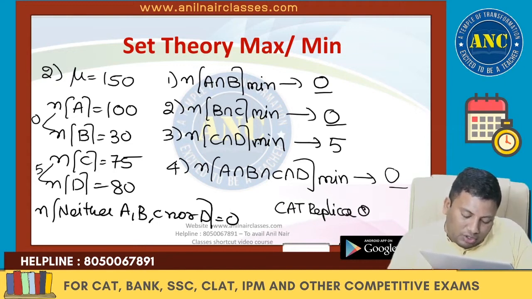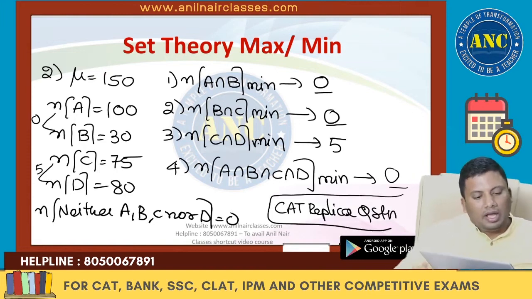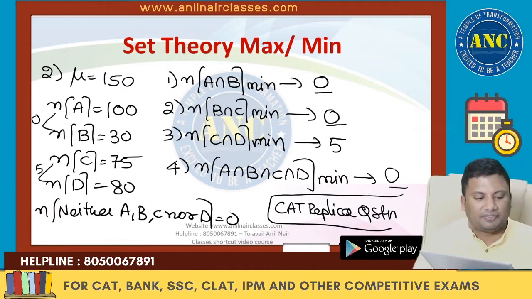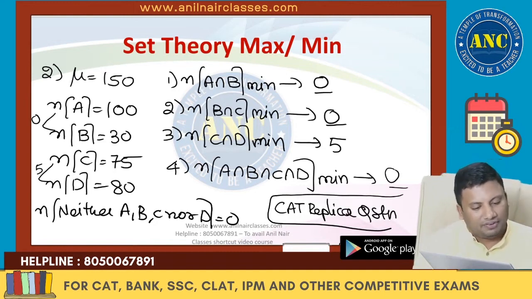CAT replica question, I hope it is clear to you. Any doubt in this question? I hope it is clear. Separation is 130. 130 is less than 150, so it is 0. CD is 155, which is 5 more than 150. It is 0 and 5, 0 plus 5 is nothing but 5. 5 is less than 150. Idea clear? Next one.